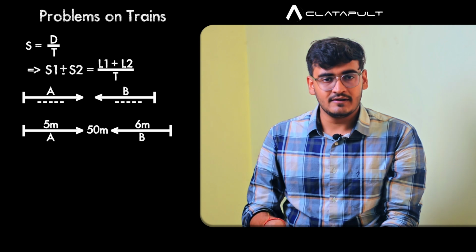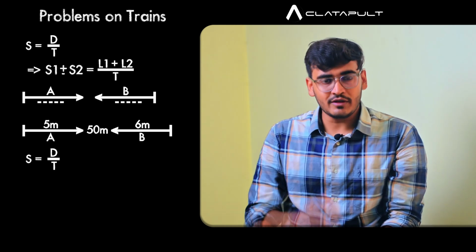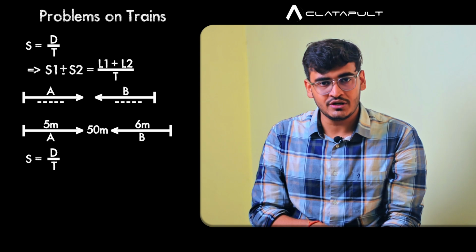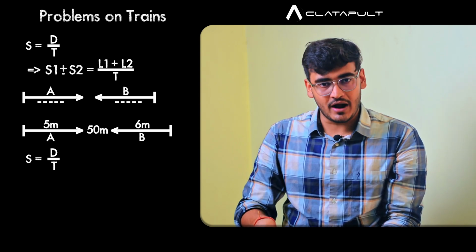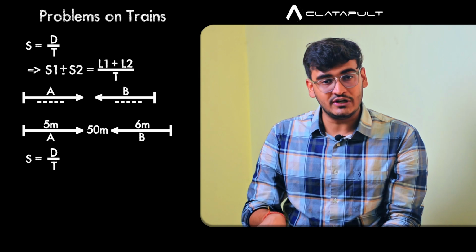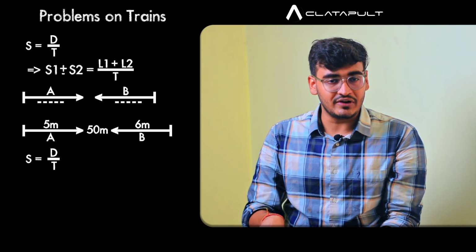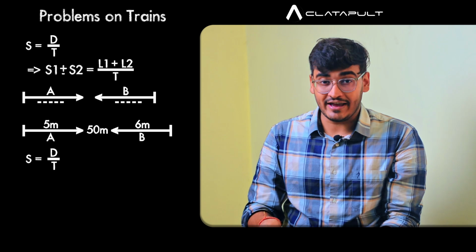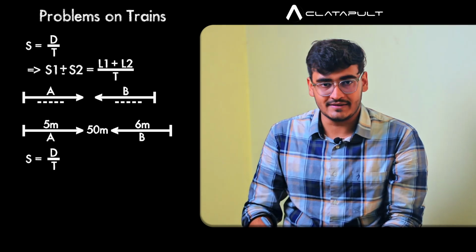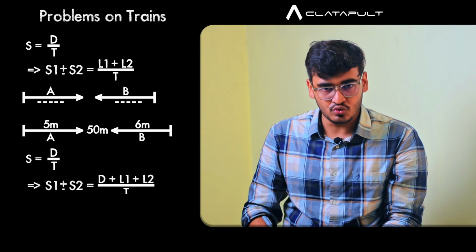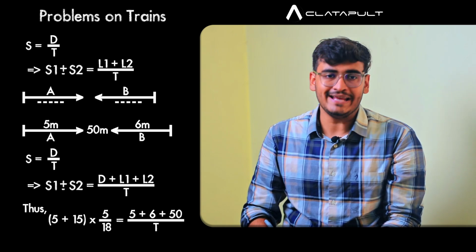In that case, the general formula is speed equals distance by time. However, we will have two speeds in this question, which is S1 plus S2. And in the D part, we will have the distance between the two trains, which is 50 meters, and length of both the trains will also be added up, which is 5 meters and 6 meters. So the formula would look something like this: S1 plus S2 equals D plus L1 plus L2 by T.